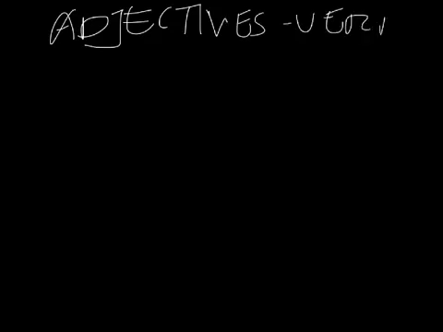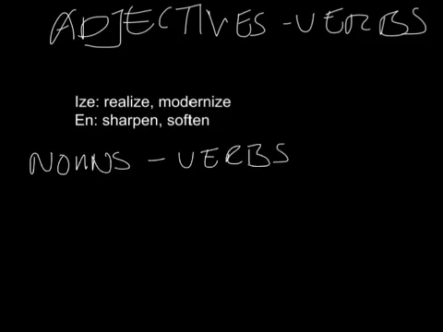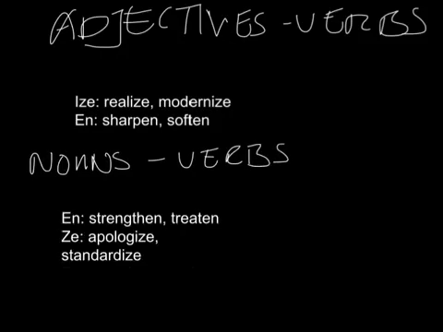And from adjectives we create verbs. We create verbs by adding these suffixes. Realize or en. Real, realize. Modern, modernize. Sharp, sharpen. Soft, soften. All of these are adjectives turning into verbs. And from nouns we get verbs by using any of these suffixes. Strength becomes strengthen. Threat becomes threaten. Apology becomes apologize. Standard becomes standardize.